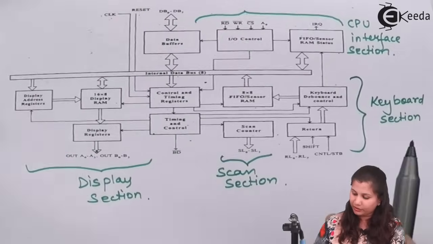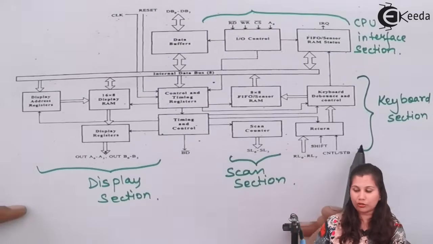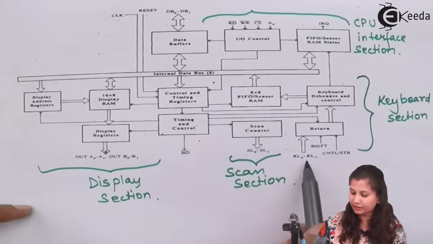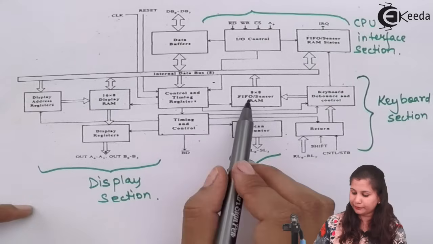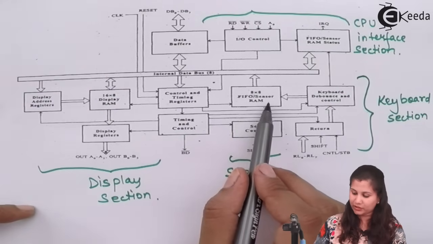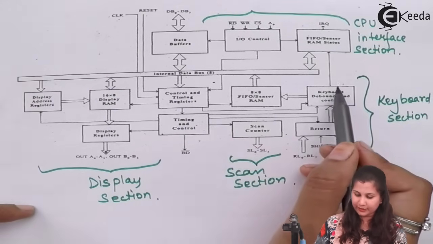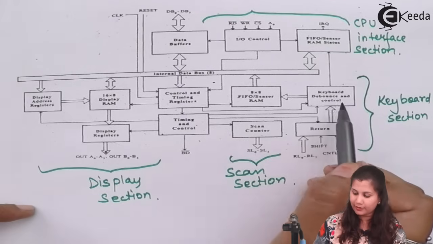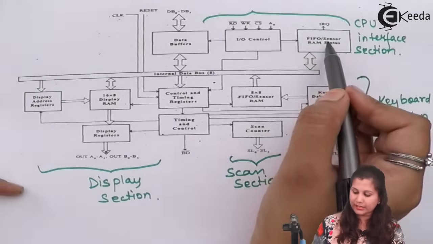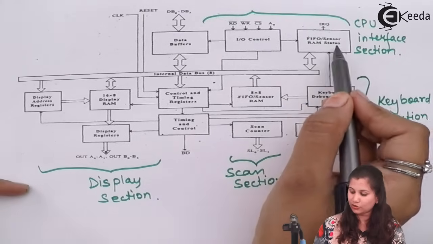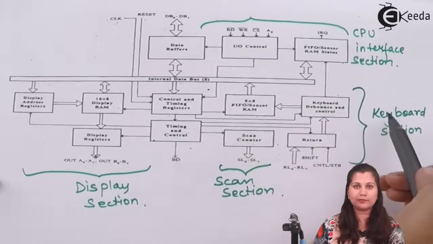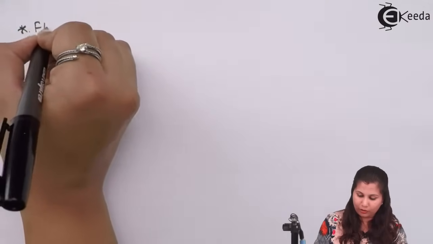Now in this keyboard section, we have studied the return section also. Return has the return lines and the shift and control input. Then this RAM also we have studied. Now we are left with the keyboard debounce and control section, and also this FIFO sensor RAM status, which also comes under this keyboard section.